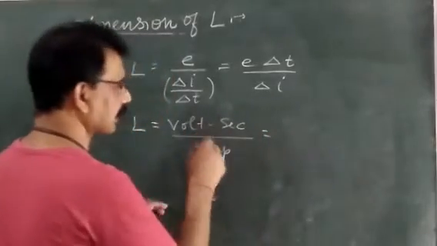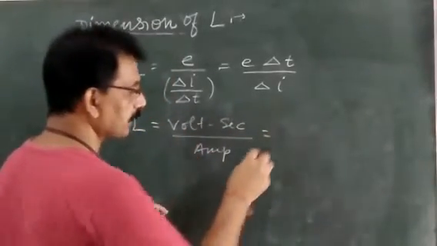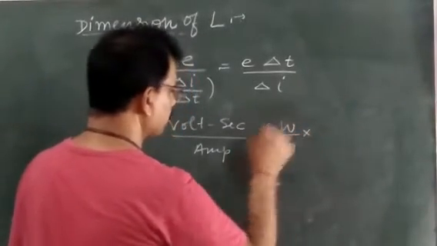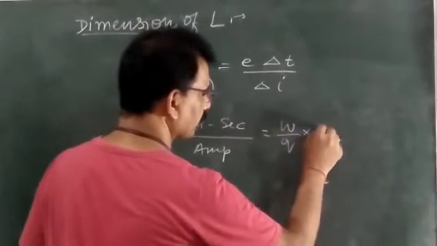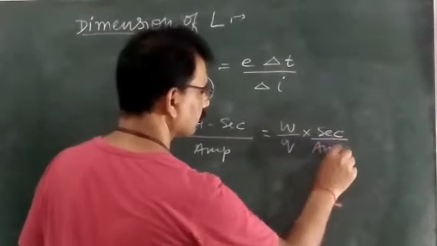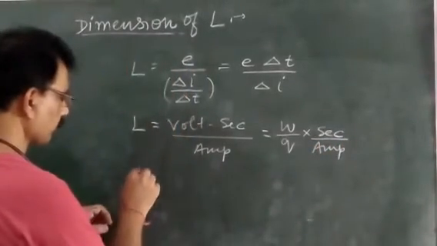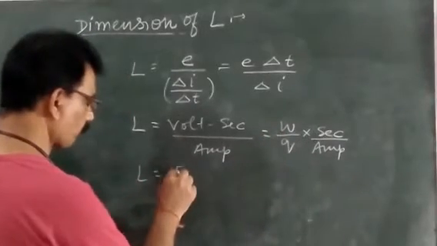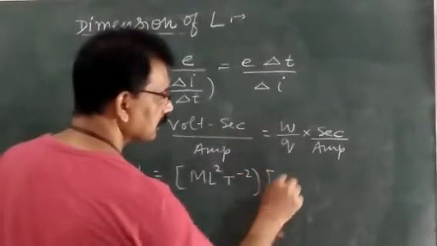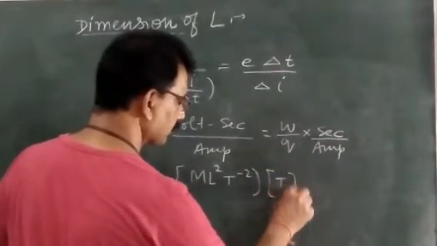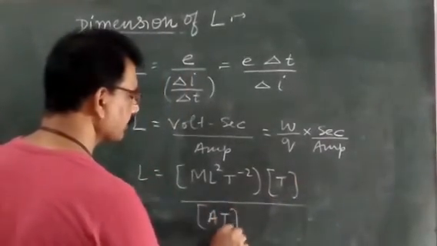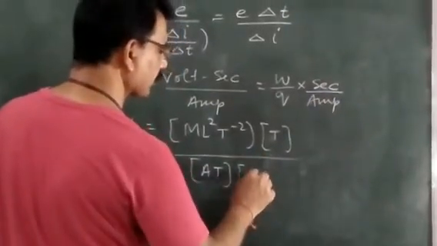In place of volt you can write W by Q. W by Q means W upon Q into second, and second upon ampere is already here. And as you know, the dimension of work is M L square T minus 2. The dimension of second is time, T. Upon Q, whose dimension is A T, and here ampere is A.